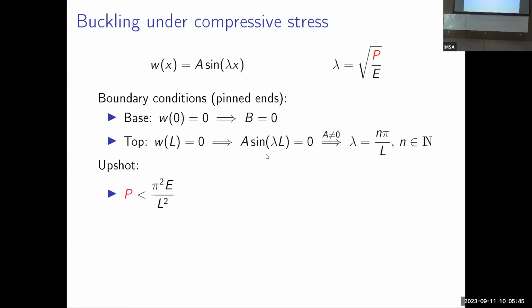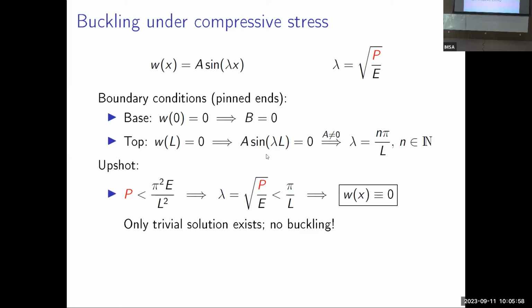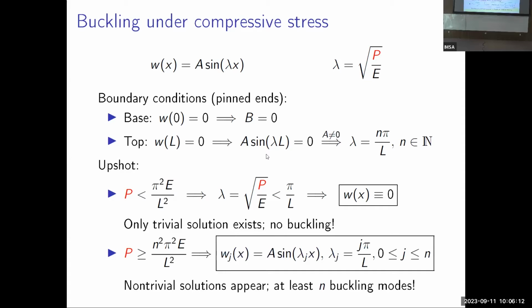So the result is that if P is less than this quantity here, pi squared E over L squared, then the corresponding lambda is less than pi over L. So the only possible solution of the problem is W equals 0, okay? So there is no buckling as long as P is less than this threshold value. However, if P is greater than this value, then you have more solutions given by all these values of lambda. Okay. So when you cross this threshold value, new solutions appear. Okay.